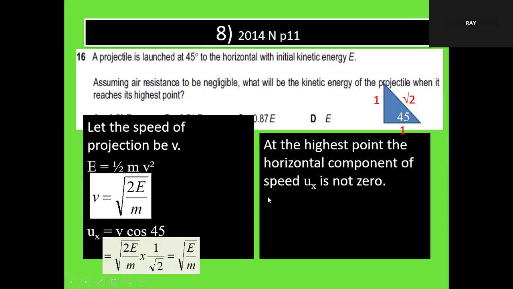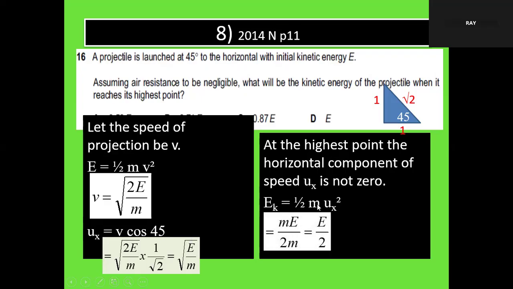At the highest point, the horizontal component of velocity Ux is not zero. Ek is half m Ux squared. Ux we already found, so half m times E over m. The m cancels, so E over 2. Answer A. Okay or not?